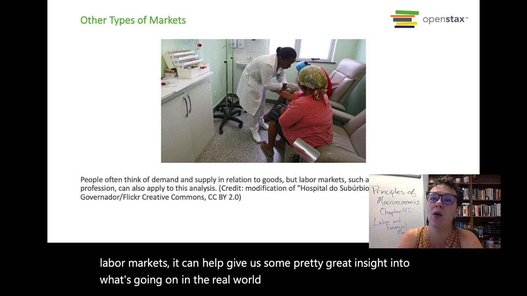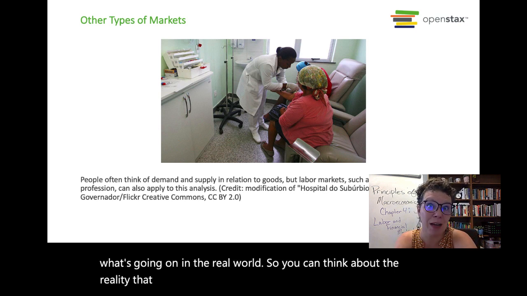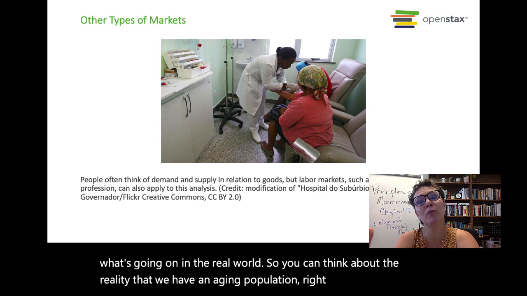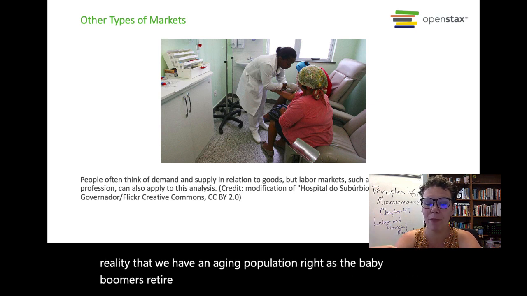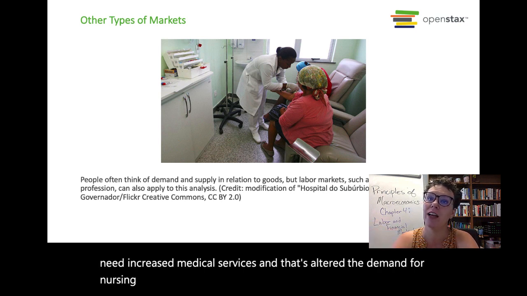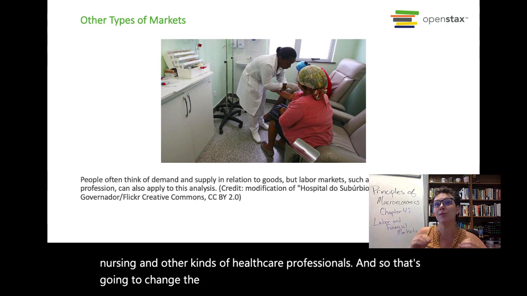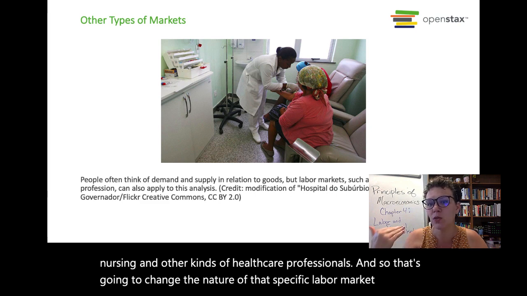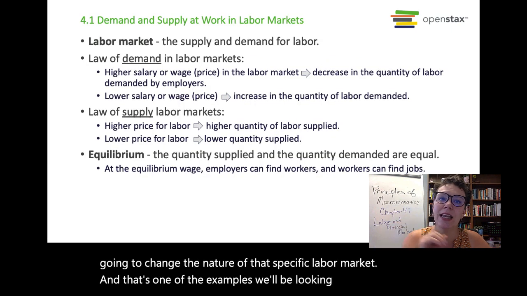So you can think about the reality that we have an aging population, right? As the baby boomers retire and age and continue to age, they're going to need increased medical services, and that's altered the demand for nursing and other kinds of healthcare professionals. And so that's going to change the nature of that specific labor market. And that's one of the examples we'll be looking at today in this chapter.